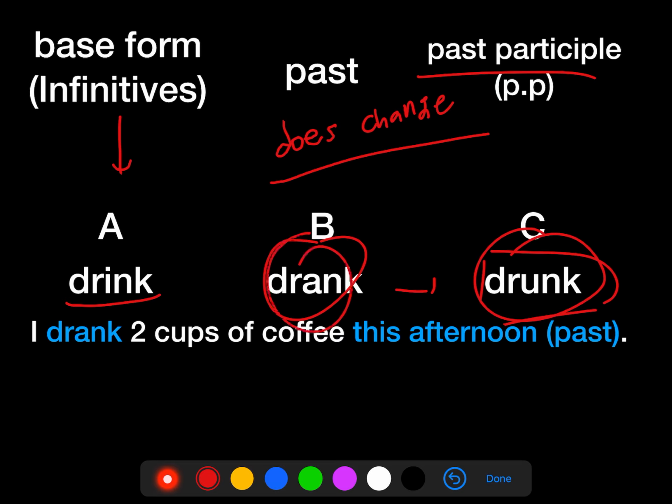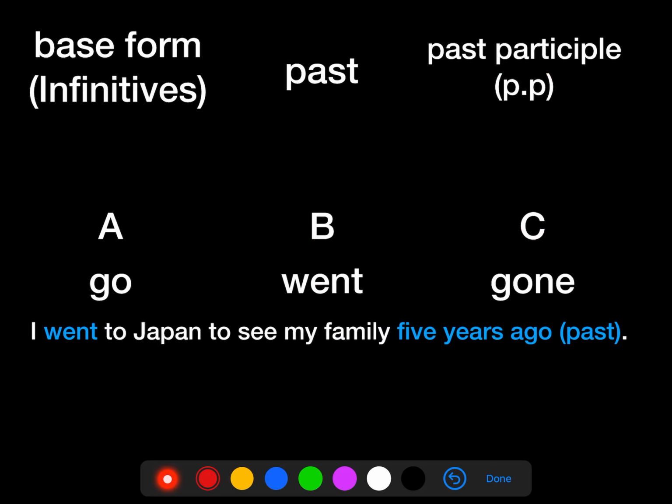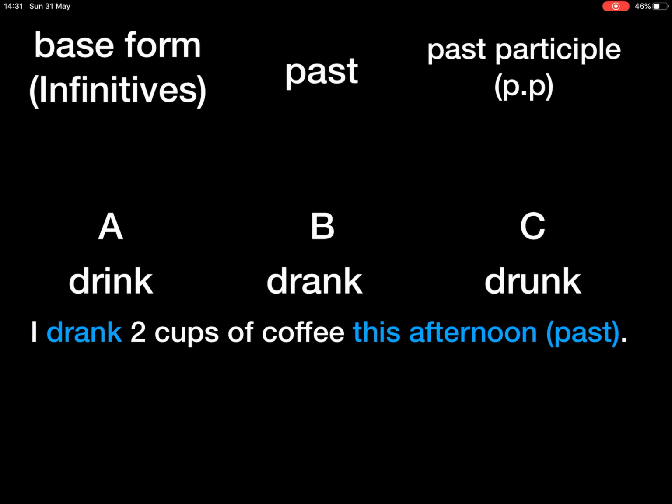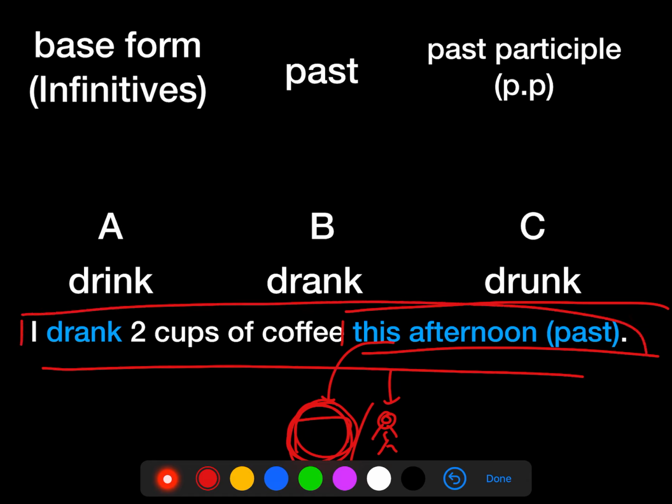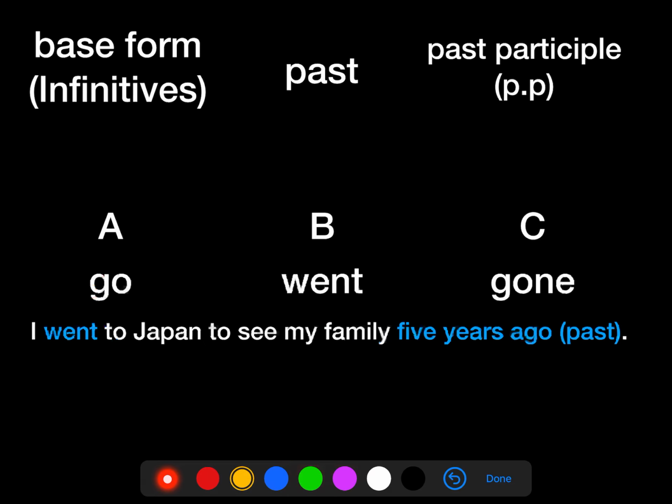I drank 2 cups of coffee this afternoon. So that's the tricky part. This afternoon is like you're in the middle of it, this afternoon here. So it tells you I'm in the past. Then which form should we use, base form, past, or past participle? Yes, drank, because it's a past. I drank 2 cups of coffee this afternoon. Past. Very good. So let's move on.